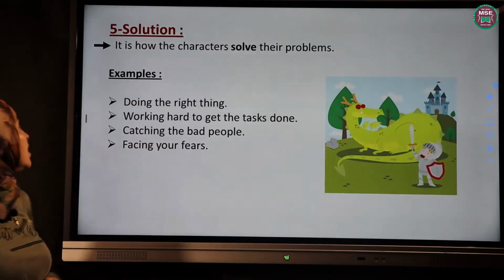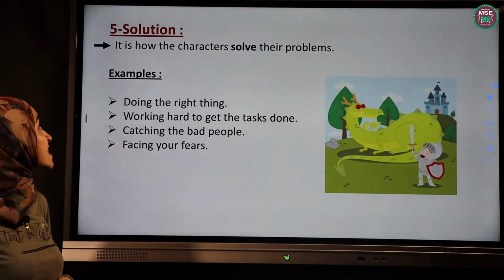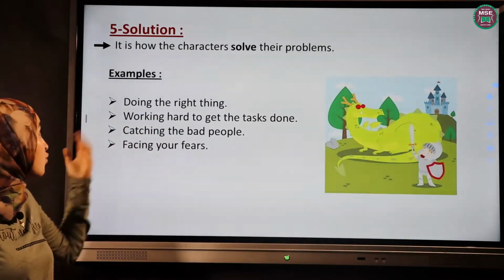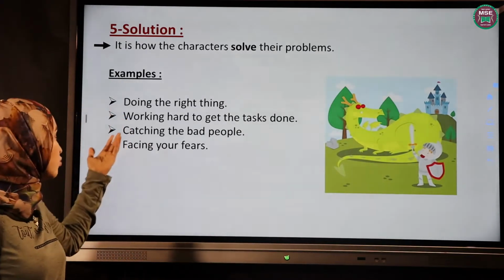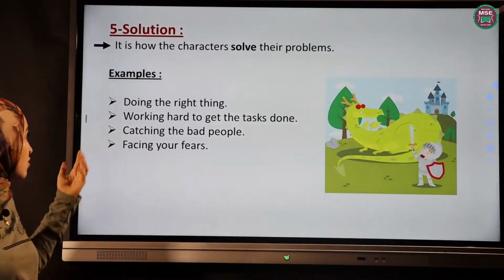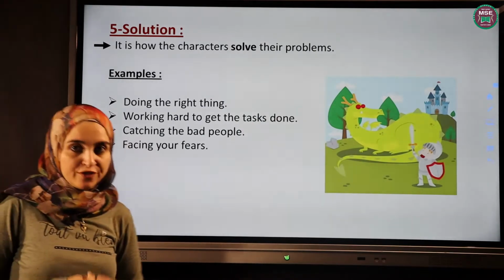The 5th story element is the solution. The solution is how the characters will solve the problem. For example, they will do the right thing. They will work hard to get the tasks done. They will catch the bad people. They will face their fears.